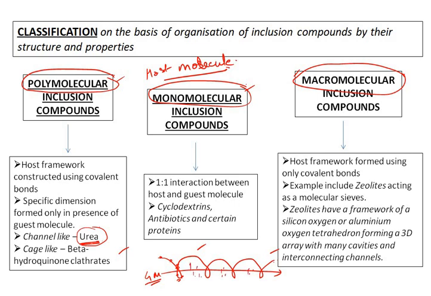So when more than one host molecule is needed to make such a structure, this is called polymolecular, right?